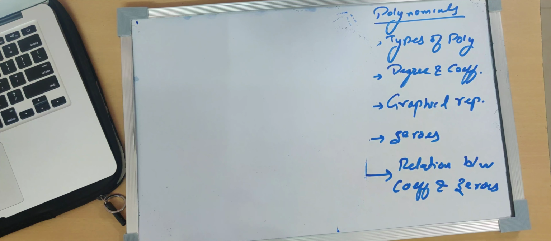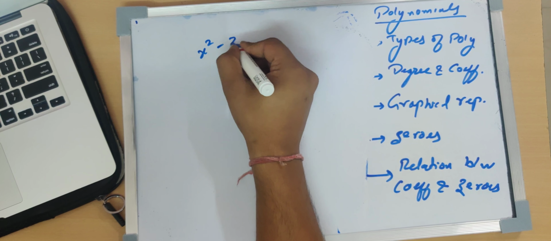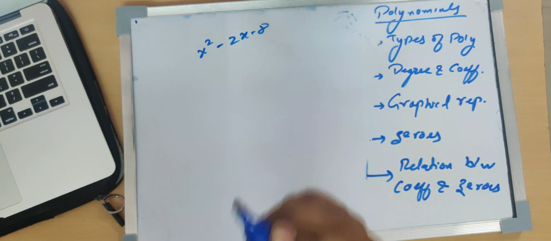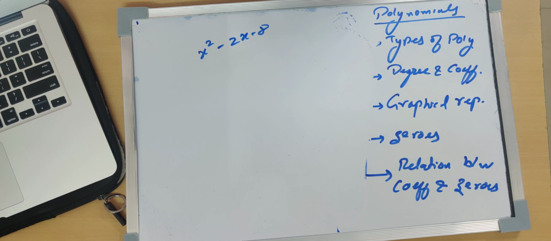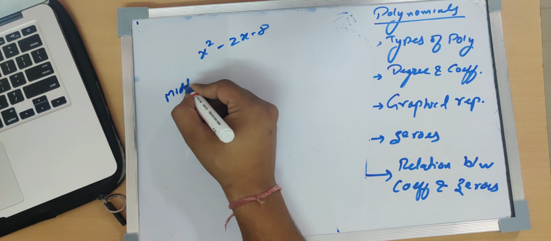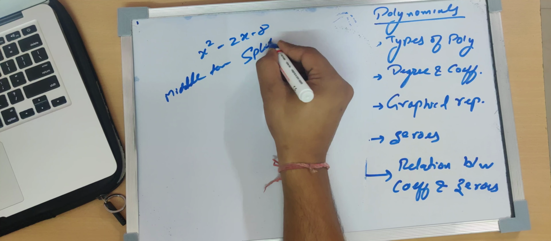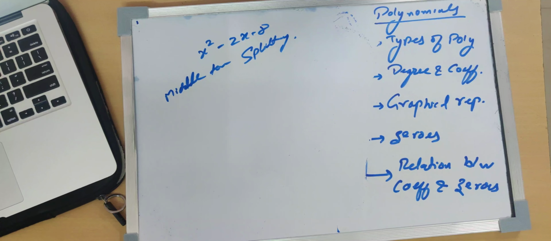Okay. Now how do we find the zeros of the quadratic polynomial? This is actually a basic concept which you have already studied in earlier classes, maybe in class 8th or 9th. If we have a quadratic equation and we need to find the zeros, we do middle term splitting, right? The middle term splitting is the method which we use to find the zeros.